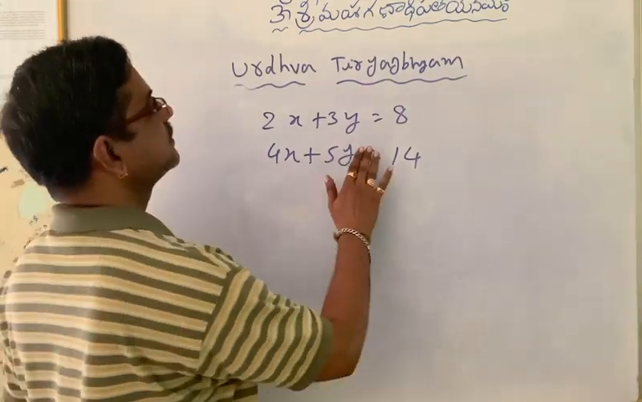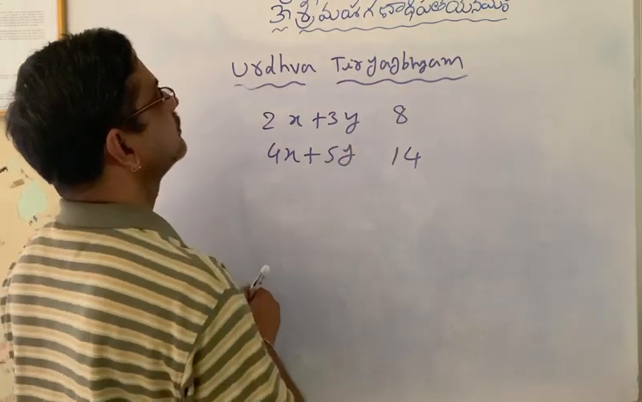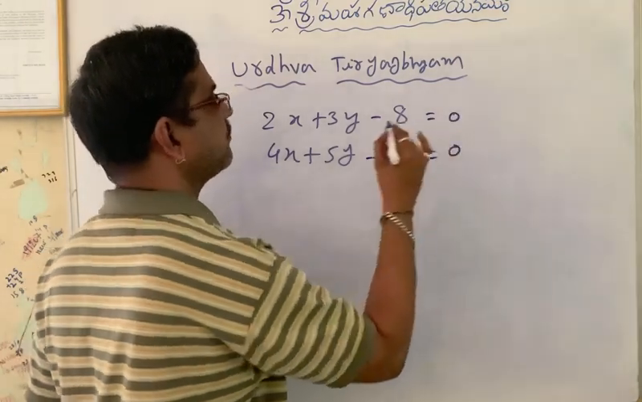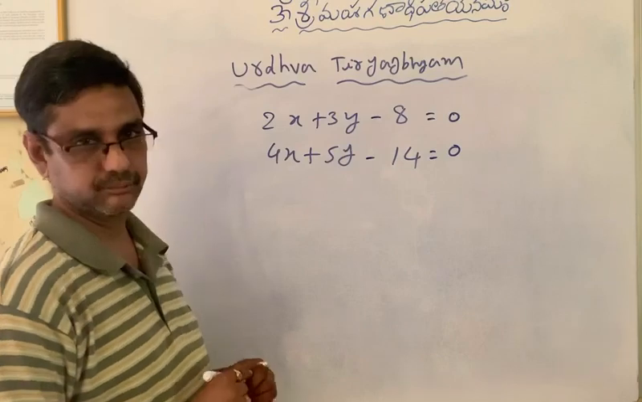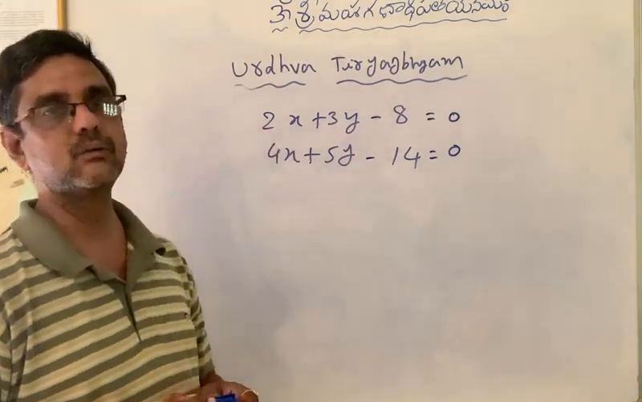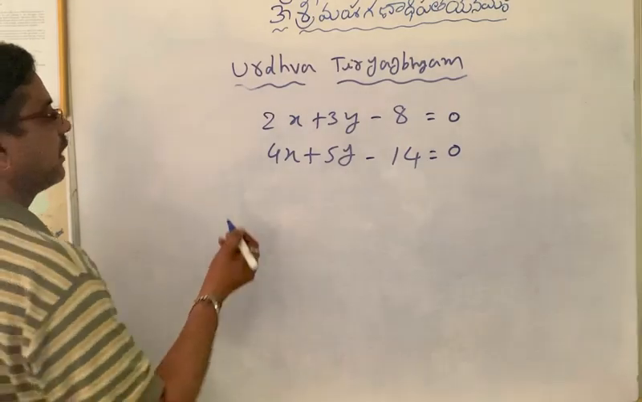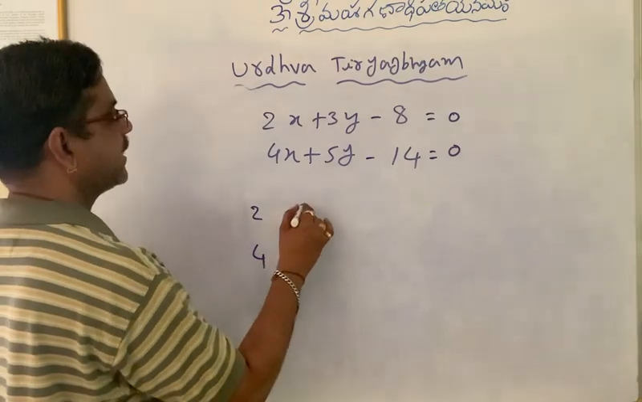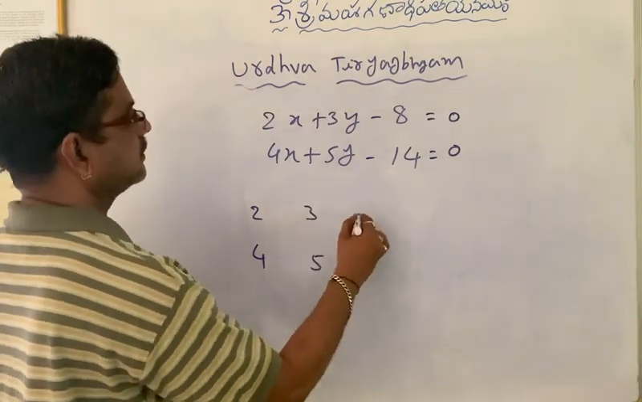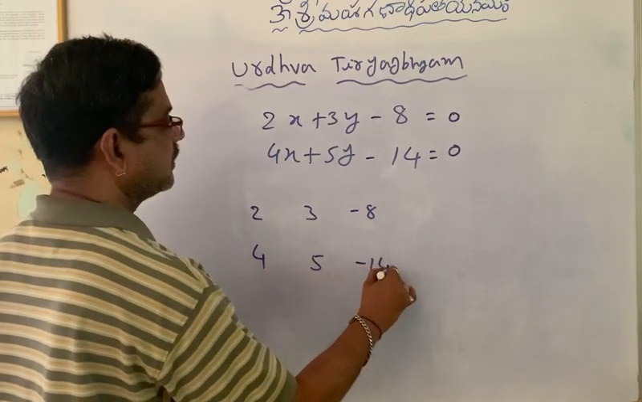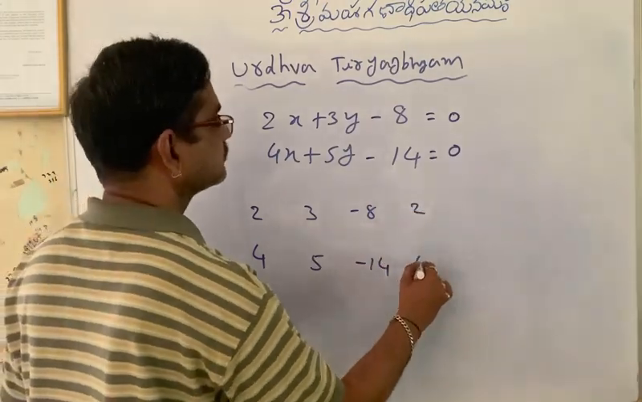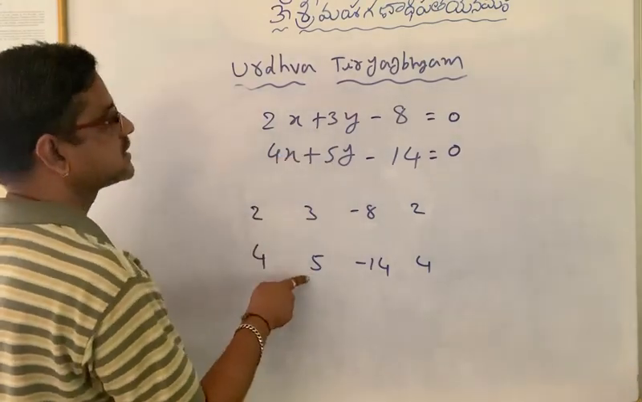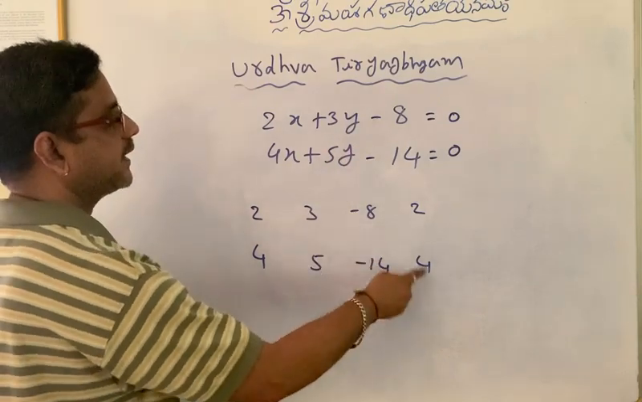First step, we have to write both the equations in the general form, like this: ax plus by plus c is equal to 0. Then, write the coefficients: x coefficients, y coefficients including symbols and constants, and again x coefficients.